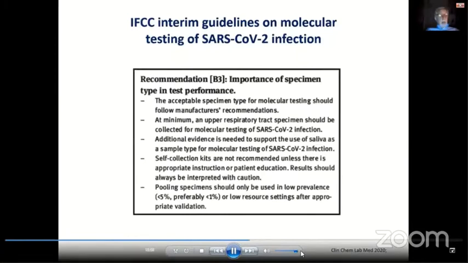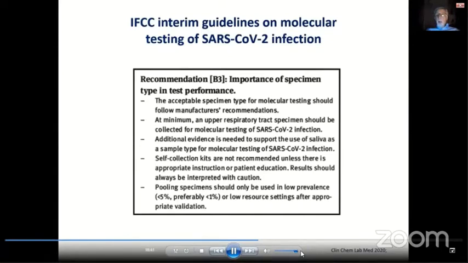Also, the specimen type selection is very important. Acceptable specimen types for molecular testing should follow manufacturer recommendations. It's important to follow how they say, how they test, how they validate it. At minimum, we need an upper respiratory tract specimen for the first diagnosis, which is the most popular. There is some evidence that we may add some. We may also utilize saliva as a sample. Now it is more and more popular.